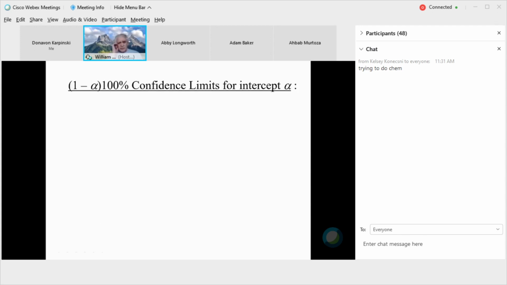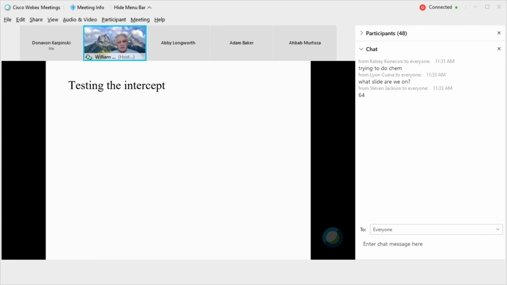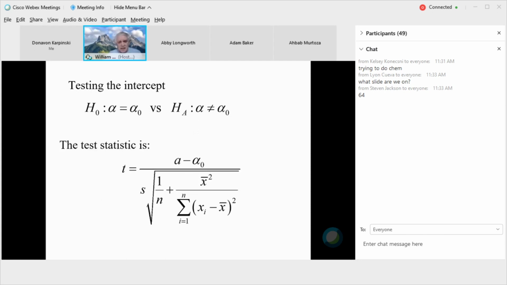Confidence limits for the intercept. It's the estimate of the intercept plus or minus t sub alpha over 2. And this remaining part is the estimated standard deviation of alpha hat. Again, t sub alpha over 2 comes from the t distribution with n minus 2 degrees of freedom. Testing the intercept. Suppose we want to test if the intercept is equal to some specified value, alpha naught. The test statistic is the estimate of the intercept minus the hypothesized value over the standard deviation of A. A is the intercept of the least squares line.